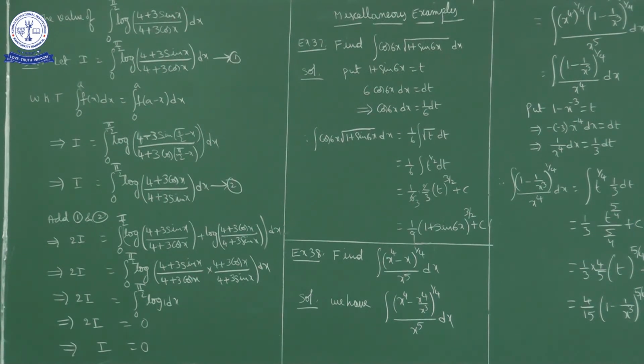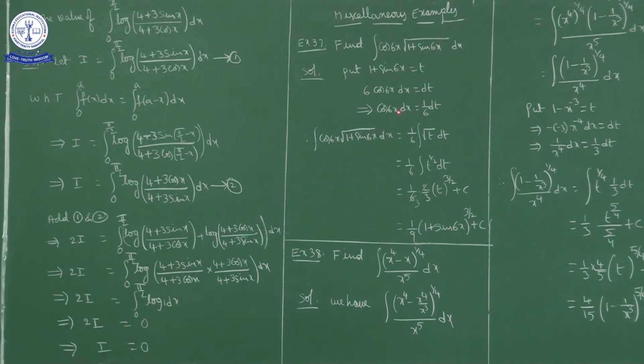Okay, example 37. Question is to find integral cos 6x into square root of 1 plus sin 6x dx. Well, consider 1 plus sin 6x as t, because sin derivative we have cos, no? So cos dx becomes dt, some sort of like that. So 1 plus sin 6x equal to t. So 1 derivative 0, sin 6x derivative cos 6x into 6. Okay, cos 6x into 6 dx is equal to dt.